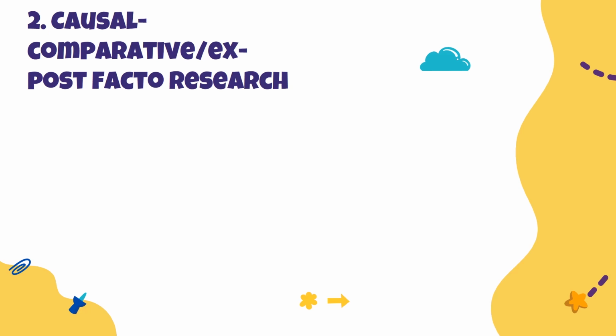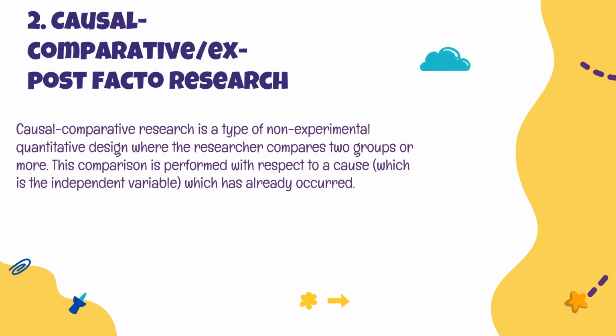Causal comparative or ex post facto research. Causal comparative research is a type of non-experimental quantitative design where the researcher compares two groups or more. This comparison is performed with respect to a cause, which is the independent variable which has already occurred.